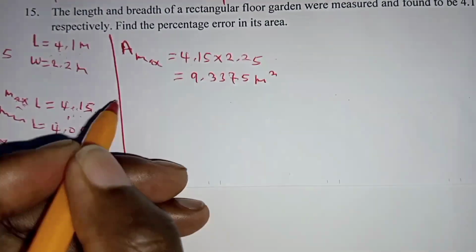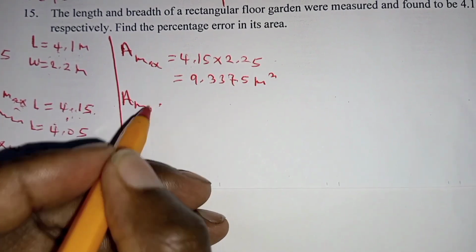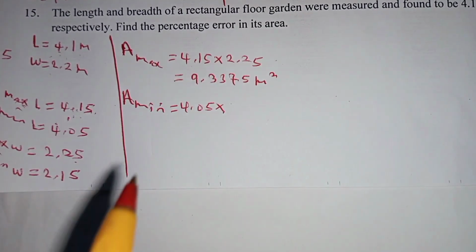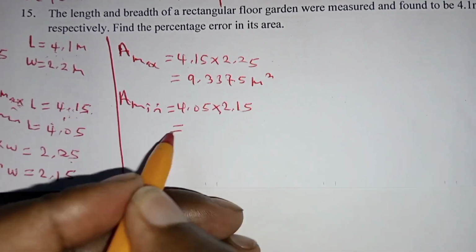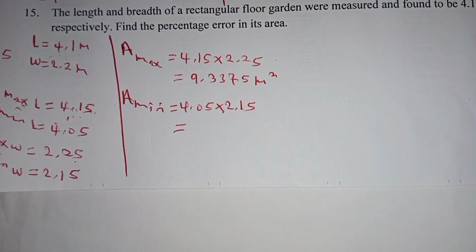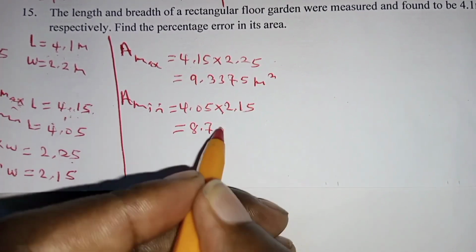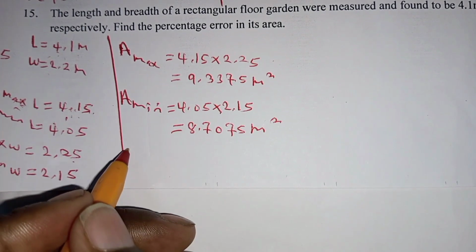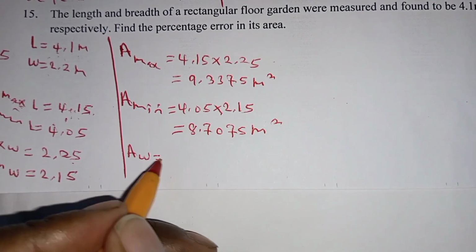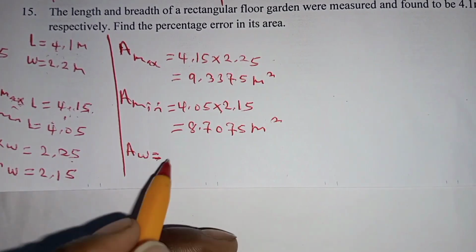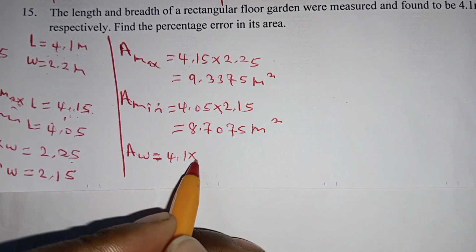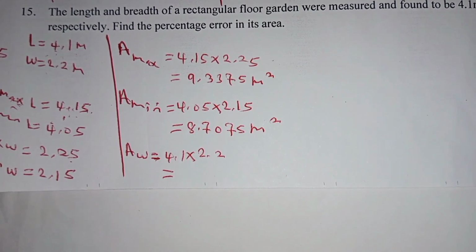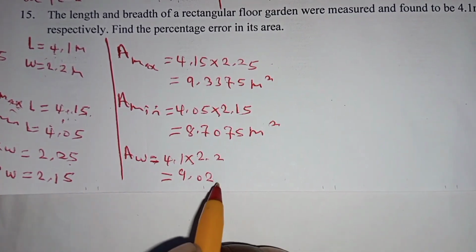square meter. Then the minimum area will be given by minimum length, which is 4.05, times minimum width, which is 2.15, which will give you 8.7075 square meter. Then the next thing, you get the working area, which is the value given: length is 4.1 times width, which is 2.2. When you multiply that, it will give you 9.02 square meter.